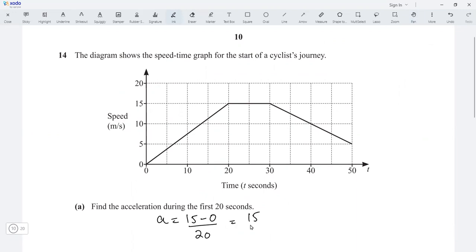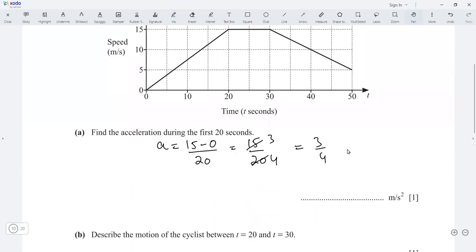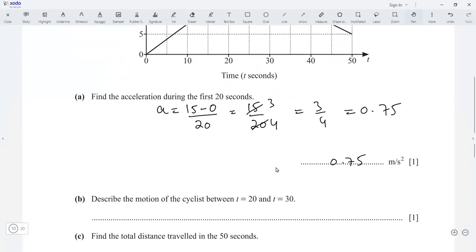15 over 20, what's the simplification? It's 3 over 4, or in decimal form, 0.75. The units are meters per second squared, so we can write 0.75 meters per second squared.